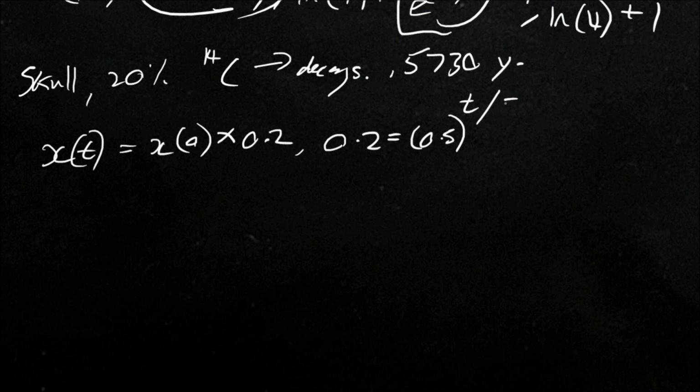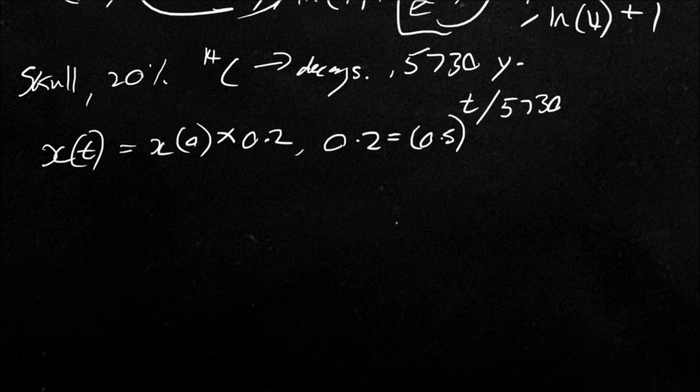So we put that in here. At the point at which t, time, equals 5,730, this will be 5,730 over 5,730, which is 1, which is 0.5. So it has half the amount left of the carbon-14.